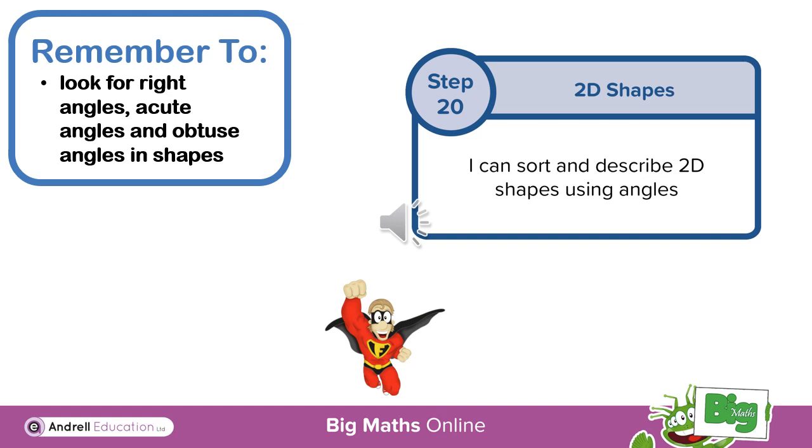So yesterday we were reminding ourselves about quadrilaterals. Just remind yourself, what is a quadrilateral? That's it, a four-sided shape. So today we're going to look at describing and sorting 2D shapes using the angles. So we're going to be comparing angles. We're going to look for right angles, acute angles, and obtuse angles.